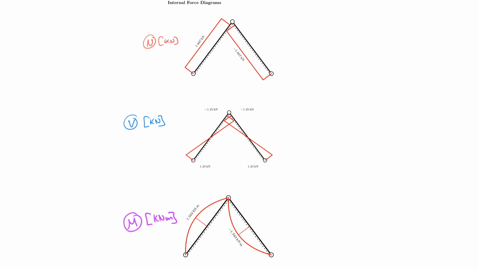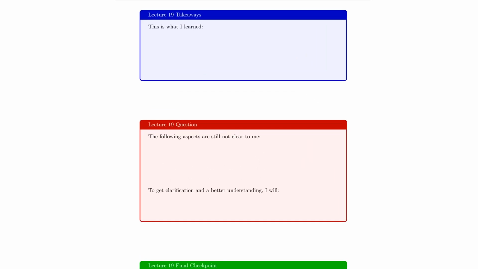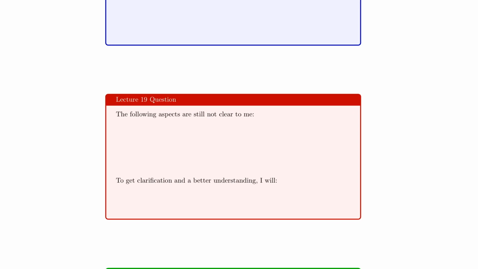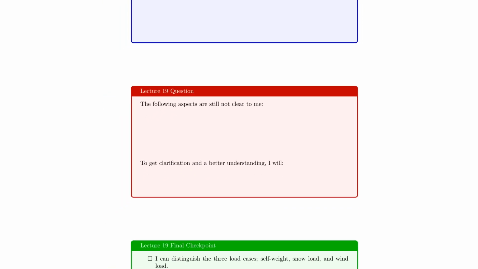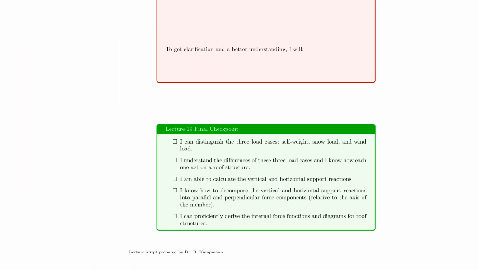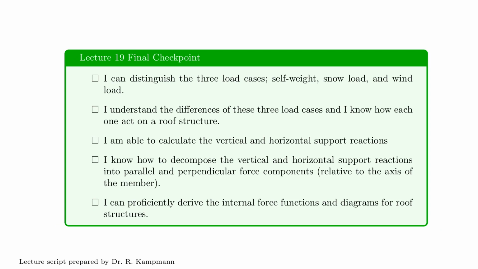And I will leave that to you. Before I leave you, however, let's take a look at our checkpoint. So what did I learn? The takeaways, you can fill this out now. What is unclear to you, you should also verbalize to yourself so that you know what questions to ask and where you need to get clarification. But I think the final checkpoint, we can use that to reiterate what we talked about.